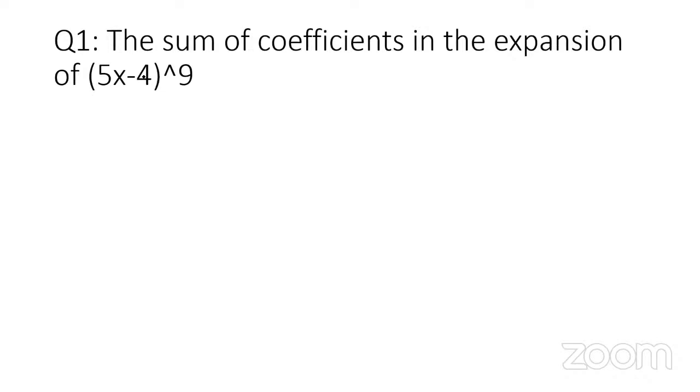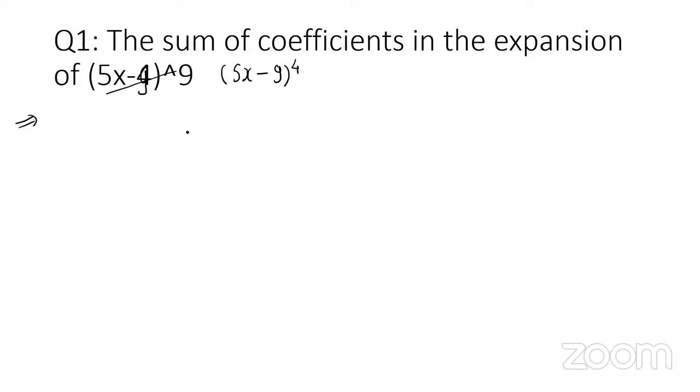It was actually (5x minus 9) raised to the power 4. In the original question it was written that (5x minus 9) raised to the power 4, so we have to find the sum of the coefficients in the expansion of this. A lot of people might be thinking that we have to find the complete binomial expansion and then solve it, but then it will take a lot of time.